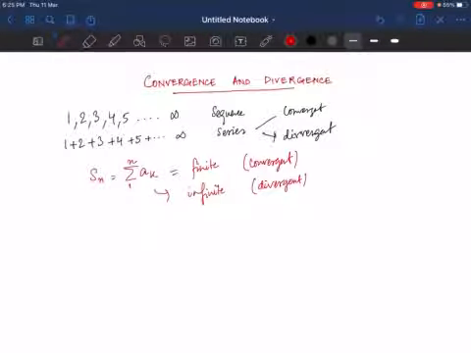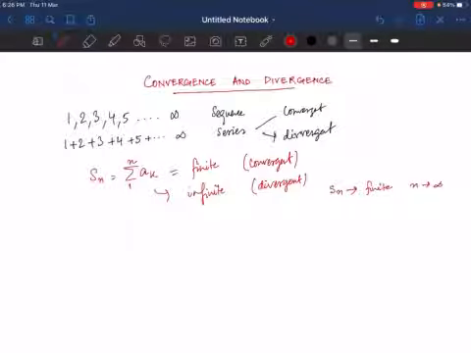divergent and convergent. So what we can say is that when Sn tends towards a finite value, when the number of terms tends to infinity, for this series the number of terms is tending towards infinity, so we call this series convergent. Now if Sn tends towards infinity when n tends towards infinity, then we can say it is divergent. So this is all about convergent and divergent.